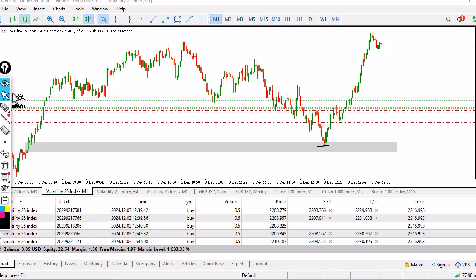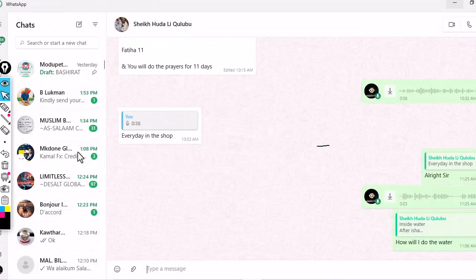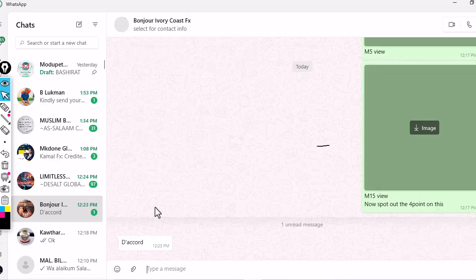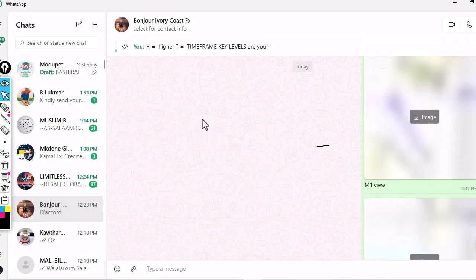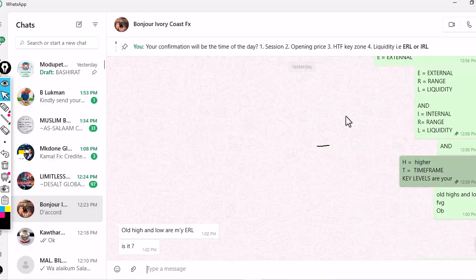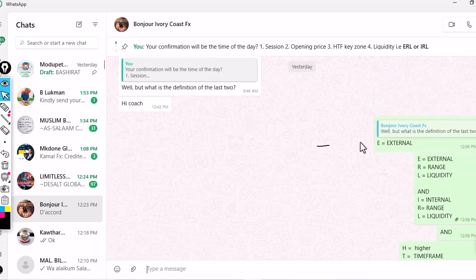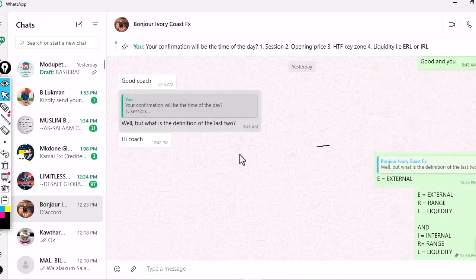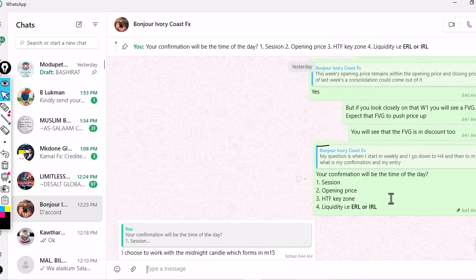And currently I have somebody who's actually going through it. You can see what I did, I showed the person. It's actually from Ivory Coast. So you can see I've pinned it for him. My higher time frame bias. So where the division of the last two is this. So this is what I did. So this is basically what I used.